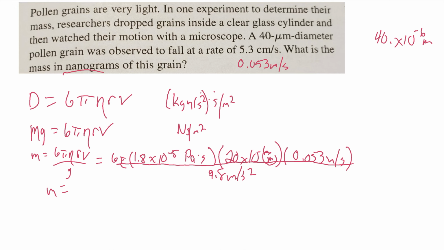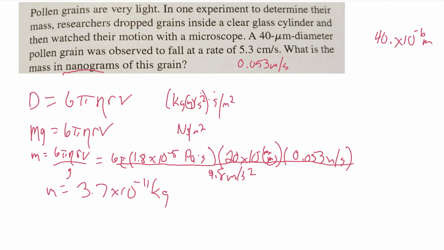Where's the other meters? Oh, it's right here. The meters squared on top is gone. So all of my meters are gone as well, and I'm left with kilograms. What's my number? 3.6698 times 10 to the negative 11. Since we have two significant figures here, we're going to call that 3.7 times 10 to the negative 11th kilograms.